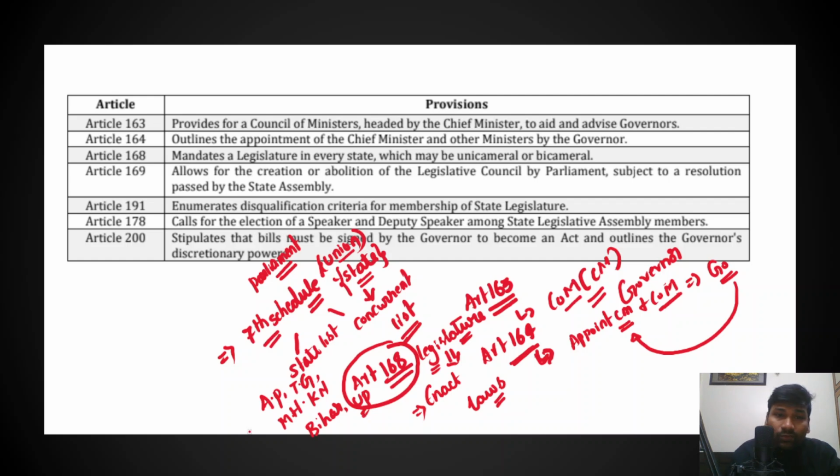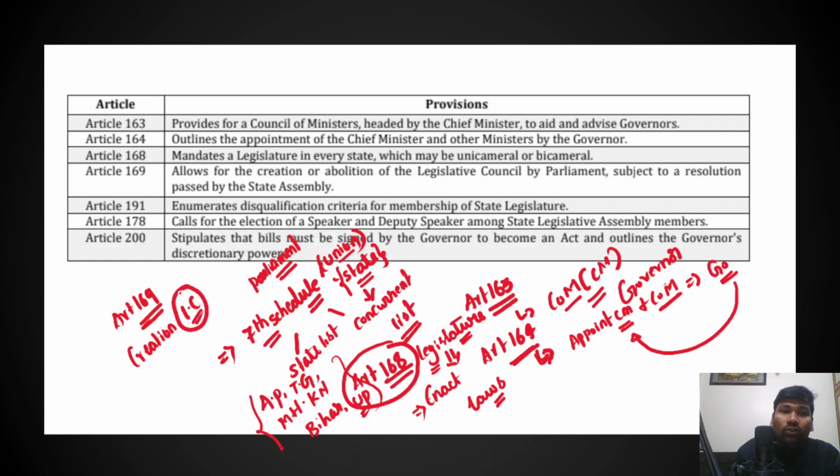So these are some states which have the legislative council as well, but all states don't have legislative councils, but almost all states have state legislative assemblies. So we could interpret that at the state level the structure of the legislature could be either unicameral or bicameral. And Article 169 of the Indian Constitution deals with what? It deals with either creation or abolition of legislative councils.